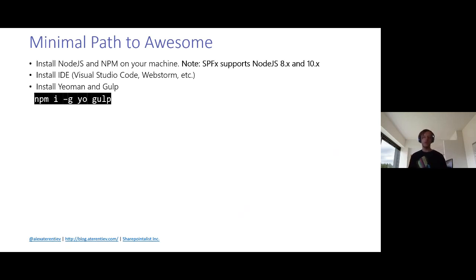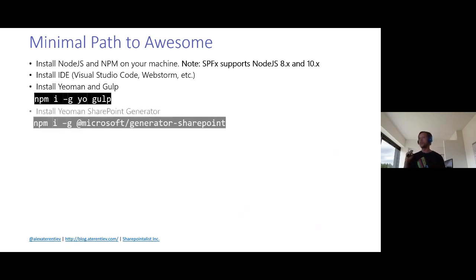Yo is a shortcut for Yeoman, and Gulp is Gulp. So basically, we are installing two modules. Next step is to install the Yeoman SharePoint generator in the same way as we installed Yo and Gulp. So again, we are using the npm i -g command, and the name of the module for the SharePoint generator is @microsoft/generator-sharepoint.